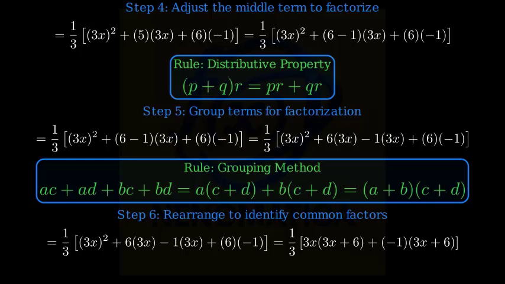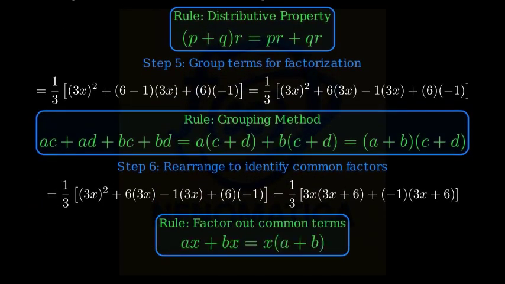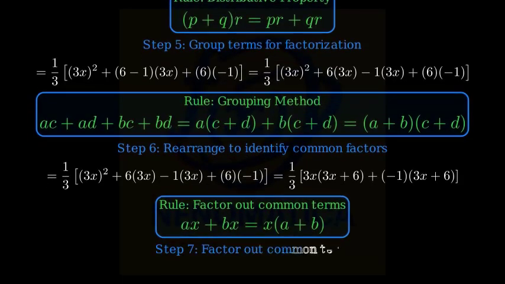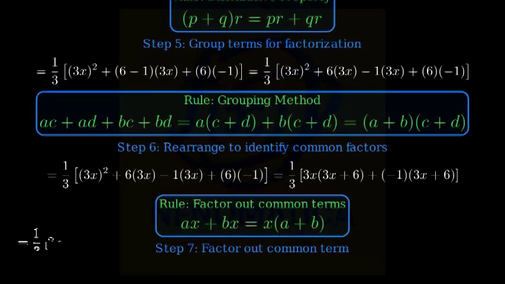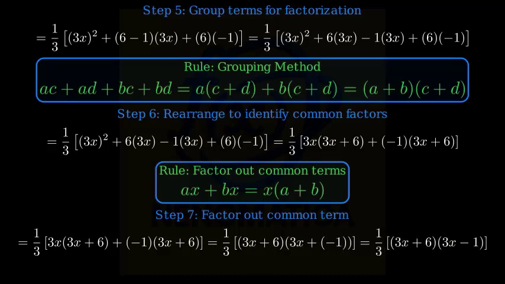For our seventh step, we'll factor out the common term from both groups. We can see that 3x plus 6 is common to both groups. So we get 1/3 times the quantity 3x plus 6 times the quantity 3x plus -1. This gives us 1/3 times 3x plus 6 times 3x minus 1.